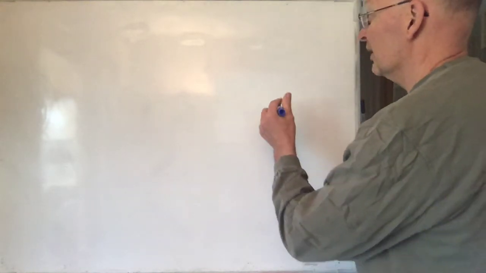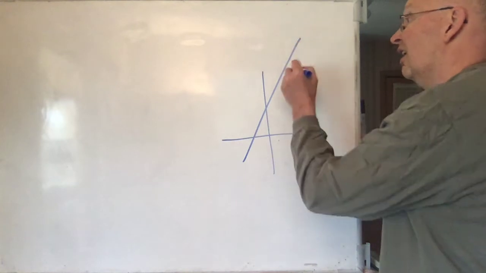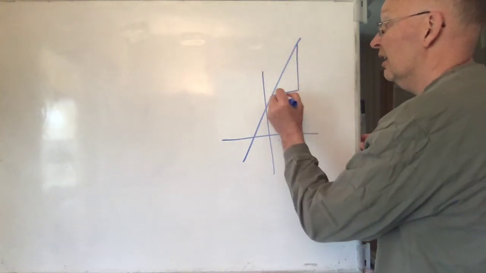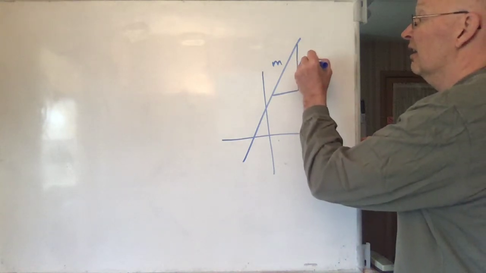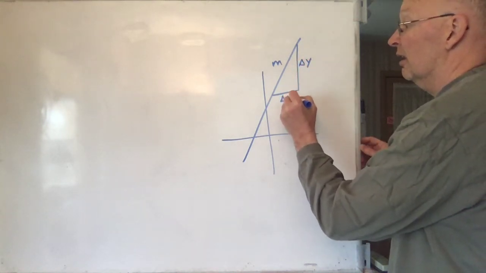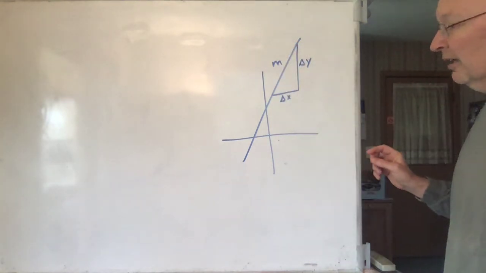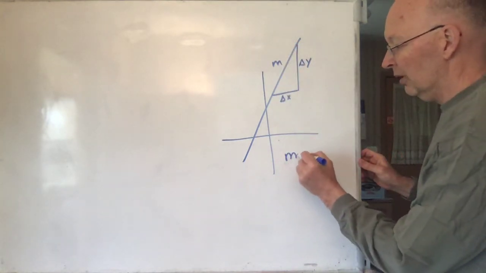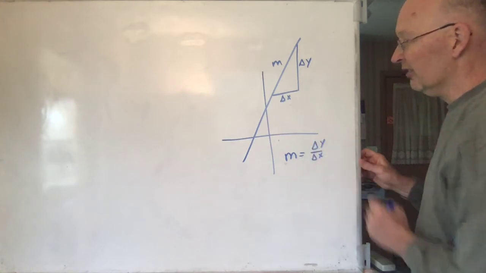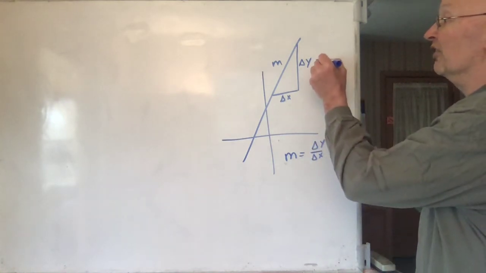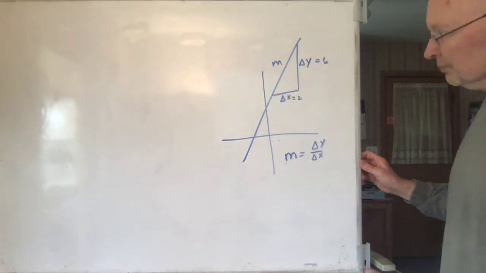And so let's begin by just reminding ourselves of the relationship between the slope of a line and the change in x and change in y between 2 points on that line. By definition, the slope is equal to the change in y divided by the change in x. If this were 6, for example, and this were 2, then the slope would be 3.